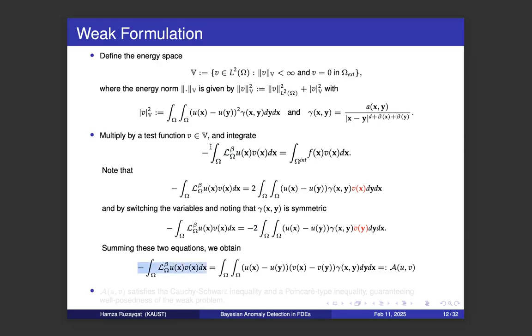Now the left-hand side is equal to this bilinear form. And this bilinear form satisfies the Cauchy-Schwarz inequality and a Poincare type inequality, and therefore it guarantees the well-posedness of the weak problem.